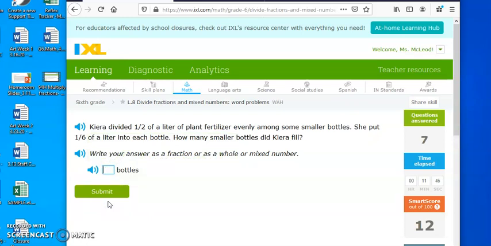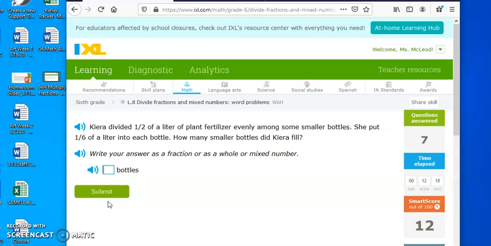Kiera divided 1/2 a liter of plant fertilizer evenly among some smaller bottles. She put 1/6 of a liter into each bottle. How many smaller bottles did Kiera fill? So we're going to write down 1/2, which represents a liter of plant fertilizer. And we're going to write down 1/6, which represents a liter of the fertilizer that she put into each bottle.